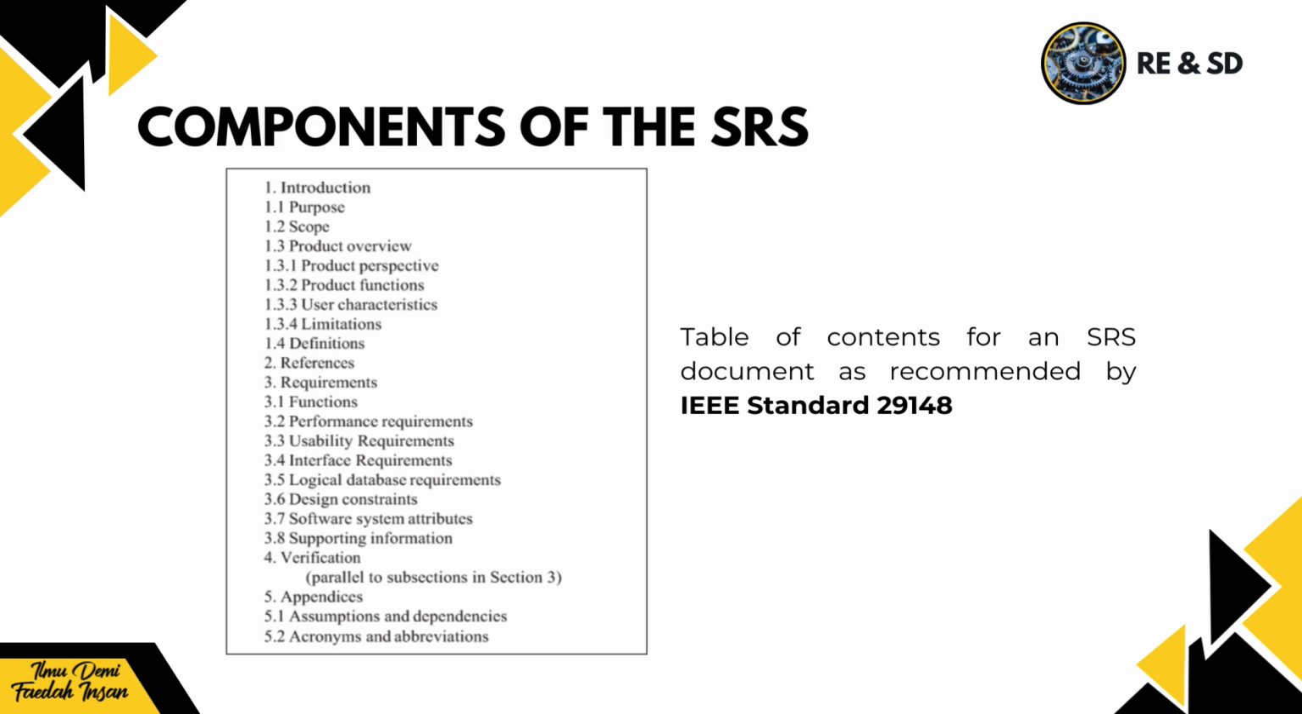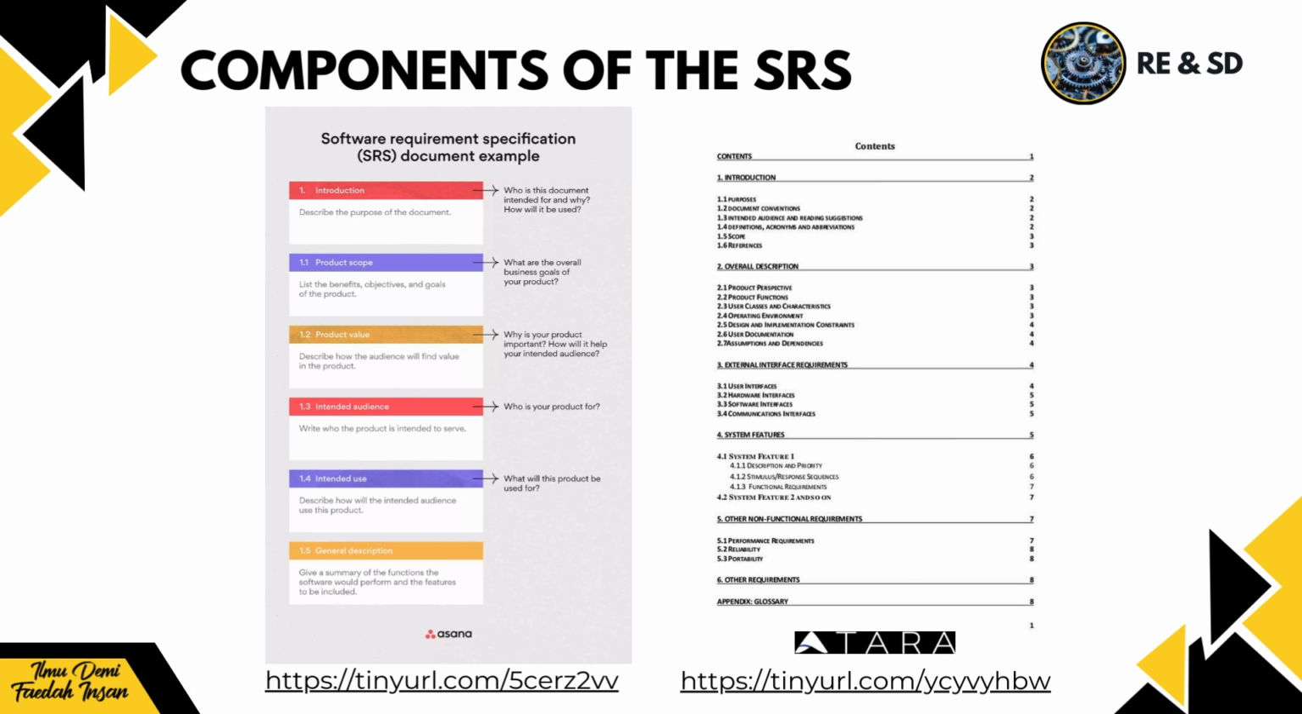There are numerous free templates available for use. I'll show you 2 examples here. On the left-hand side is an SRS template by Asana, and on the right is one provided by Tara AI. If you look through these, you'll notice significant differences in the table of contents of these templates. It's crucial for you to understand that there are no fixed guidelines for the content of an SRS. The key is to communicate with the users of this document and understand their expectations for the SRS you are going to produce.